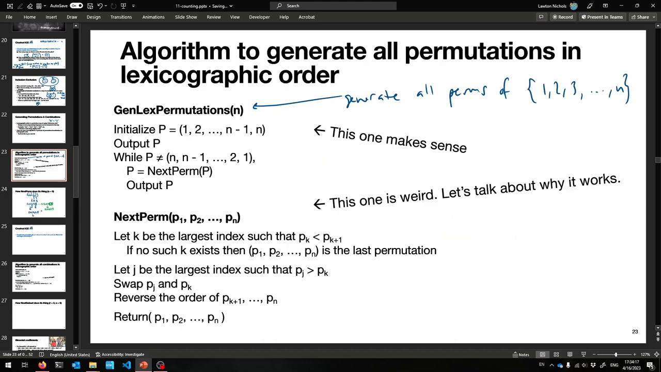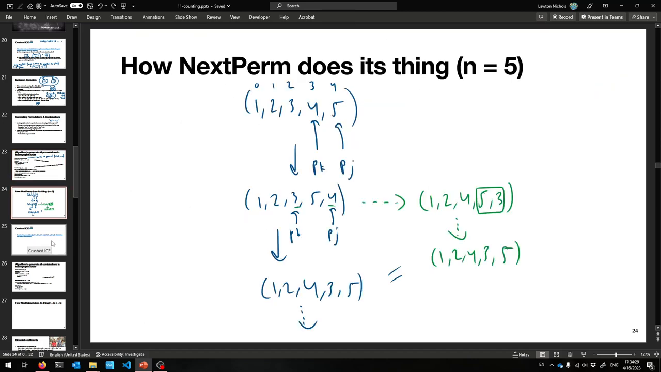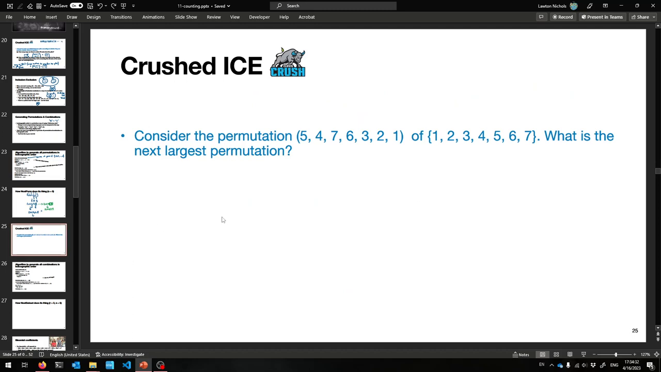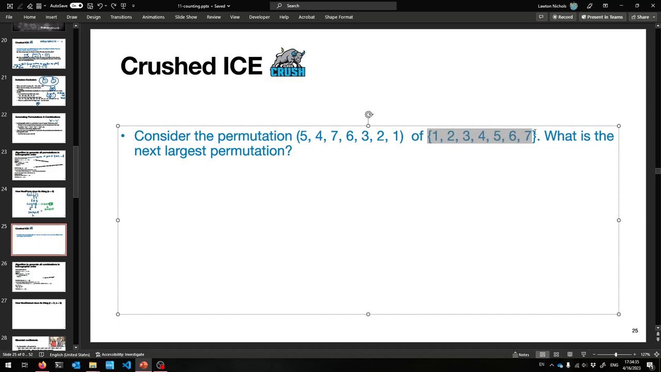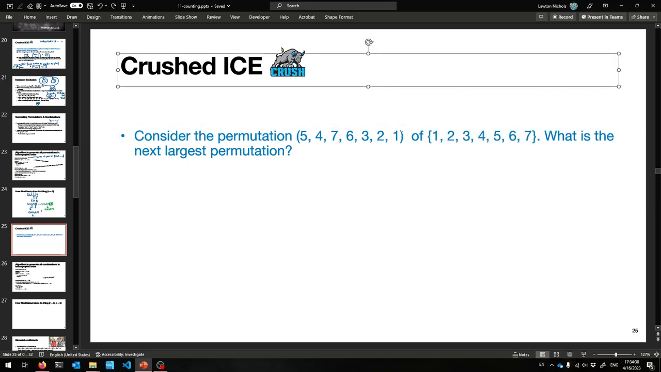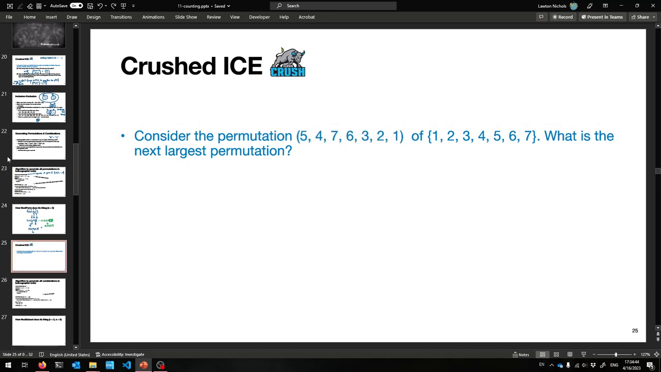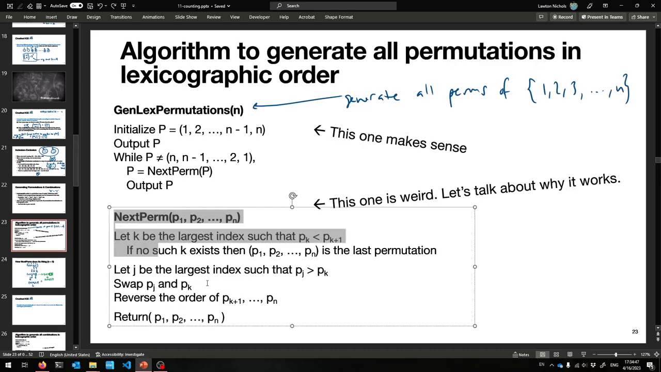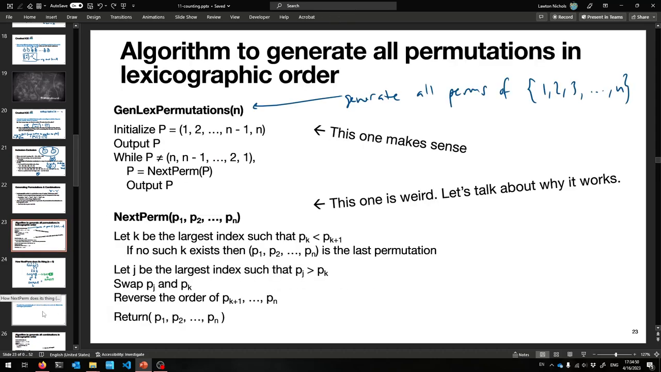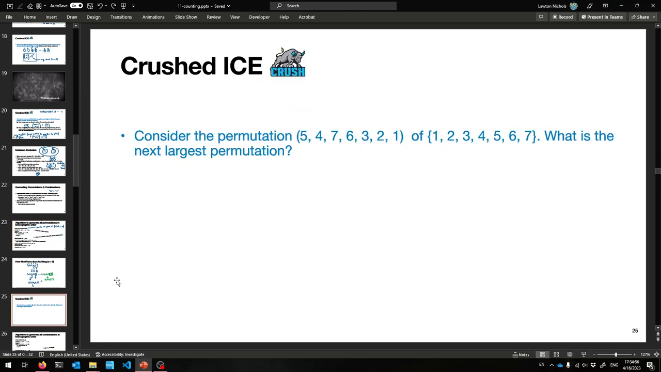All right, so you can generate all of them this way with this algorithm, and that's how you do it. Remember that it's all about indices: the largest index, not the largest value, okay? That's important. So let me have you try this. Let's pretend that we're generating permutations of the set 1 through 7, and let's say we're on this one, 5, 4, 7, 6, 3, 2, 1. What is the next largest one? Please run this algorithm on that current permutation. Give that a try, and then I'll show you my thoughts.